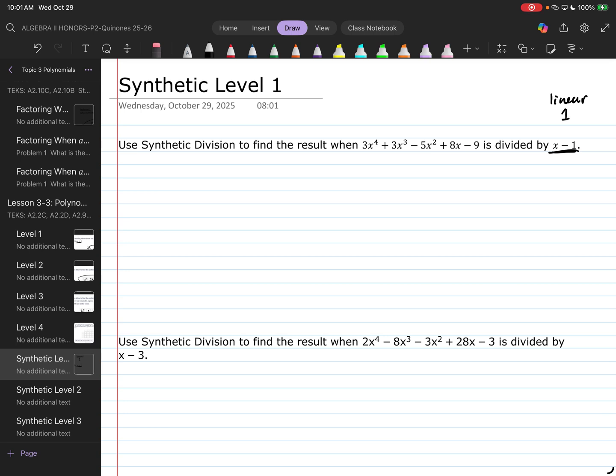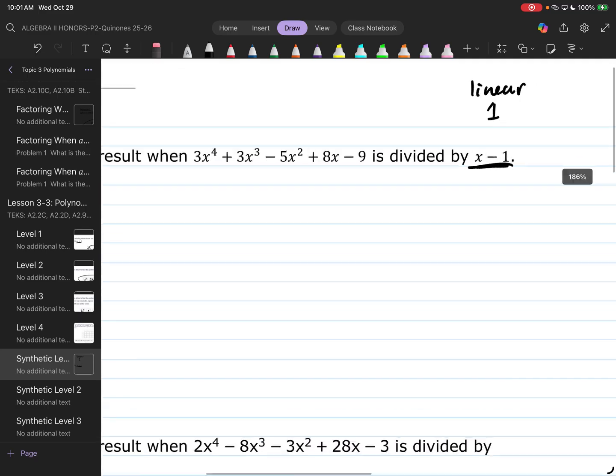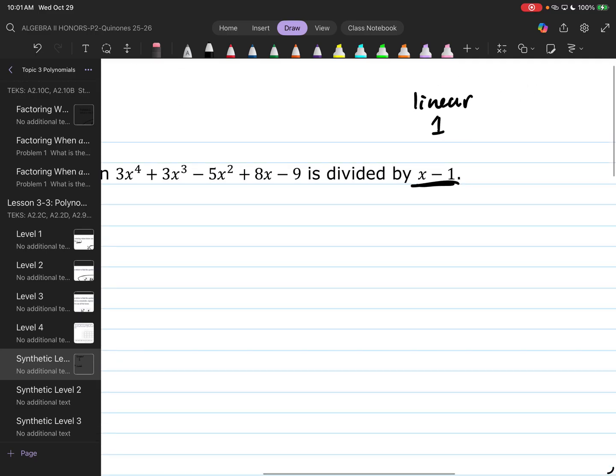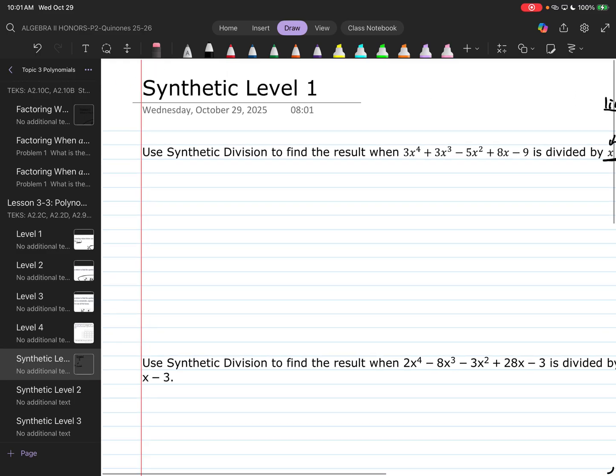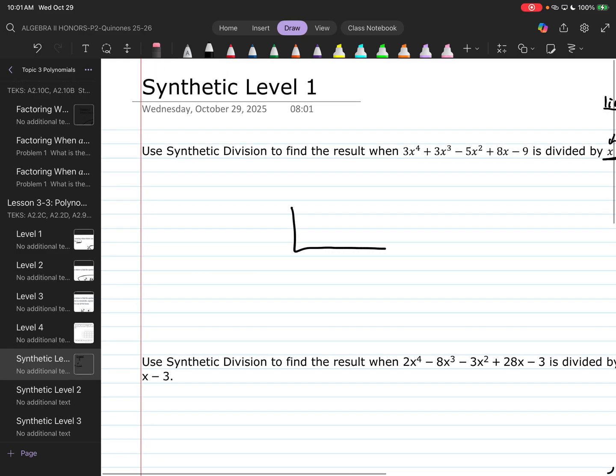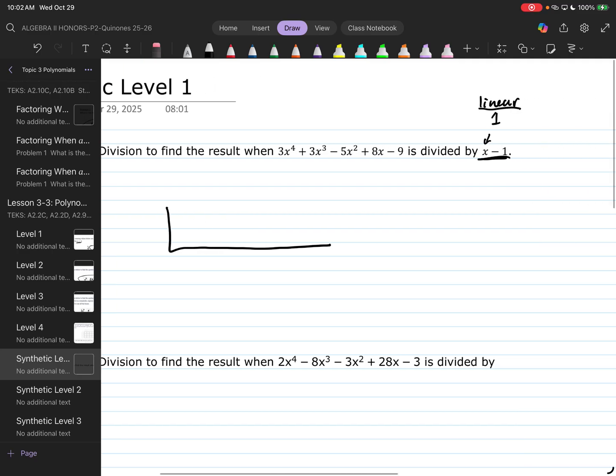Now, if we were doing the box method, we'd have to draw boxes. We'd have to do this whole thing. With synthetic division, if it's a linear term with a coefficient of 1, then we can do this very quickly. Here's what we need to do. We need to draw this bar here. It's kind of like the division bar, but inverted, right? Reflected.